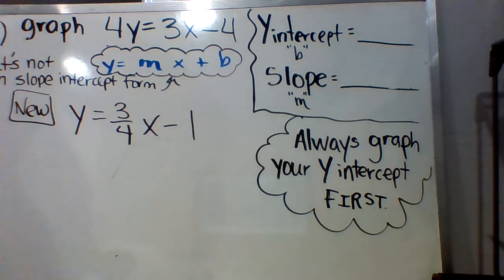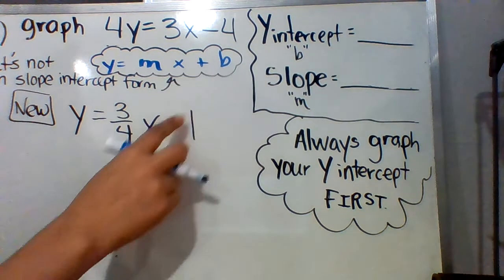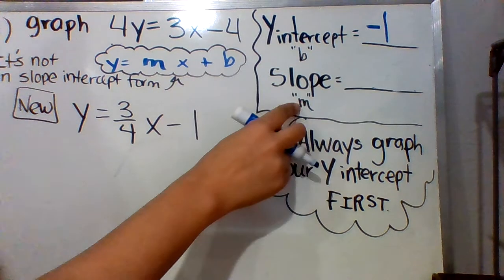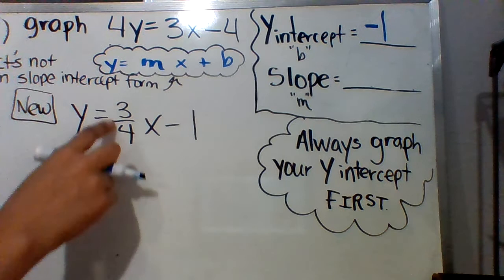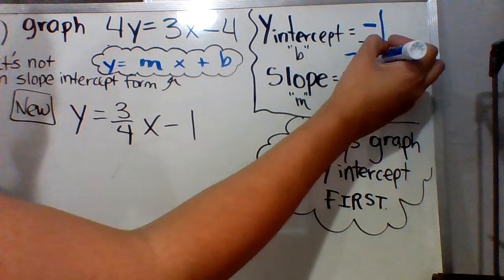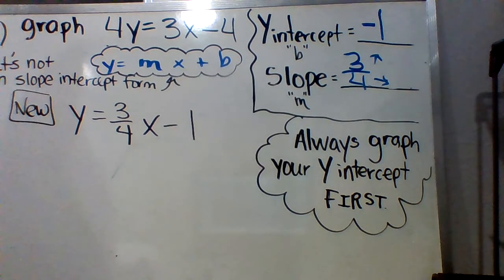Now I can graph this because I see the slope and the y-intercept right in front of me. The y-intercept is the number all by itself without an x, so that would be -1. Our slope, or the m, is right in front of the x. That is the 3/4. This slope is telling me to go up 3 and over 4. I'm going to go ahead and graph this.